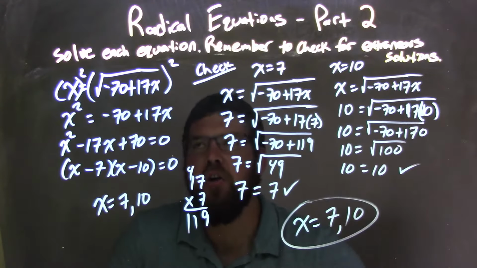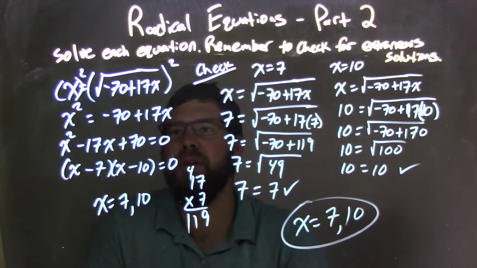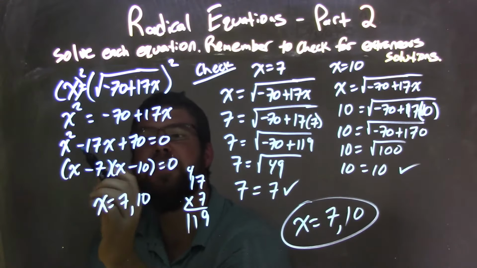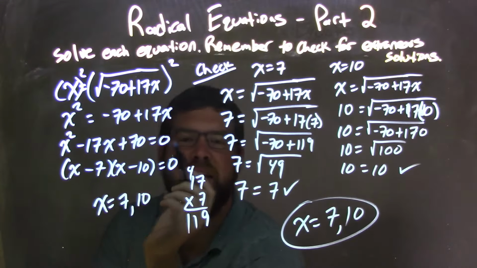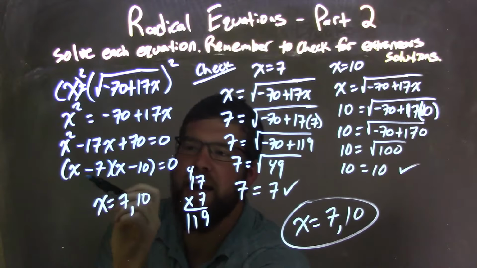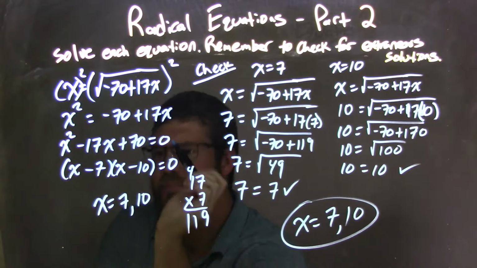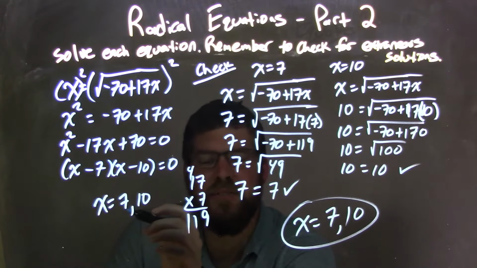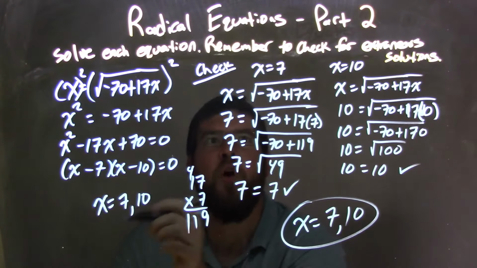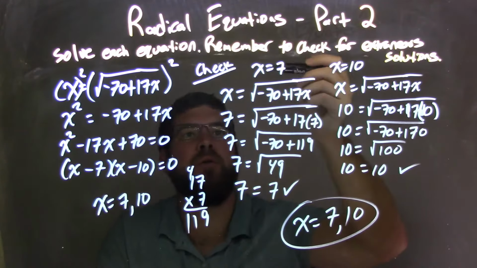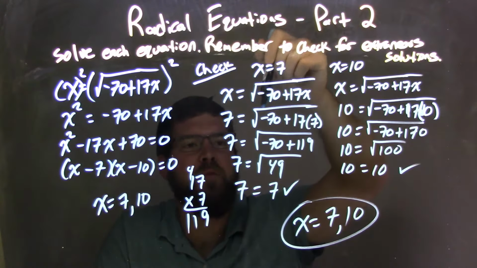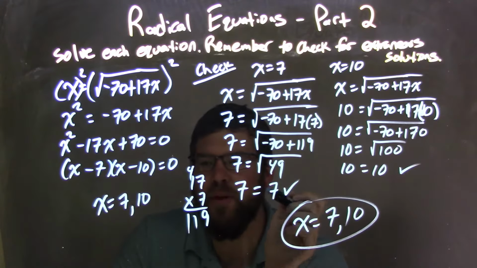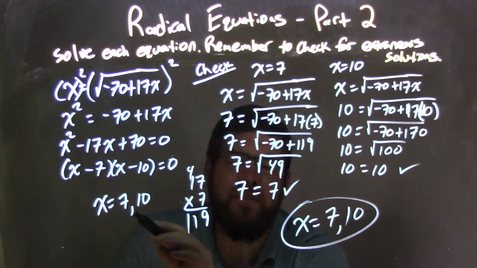So let's recap. We were given x equals the square root of negative 70 plus 17x. I squared both sides and brought everything over to the left-hand side, leaving me with x squared minus 17x plus 70 equals 0. I factored that, got x minus 7 times x minus 10, and set both parts equal to 0. Solving that gave me x equals 7 and x equals 10. From there, I had to check both of those answers. So I plugged 7 in and simplified. I was left with 7 equals 7. My left and right hand side were equal. Fantastic, meaning that this 7 was a true solution.